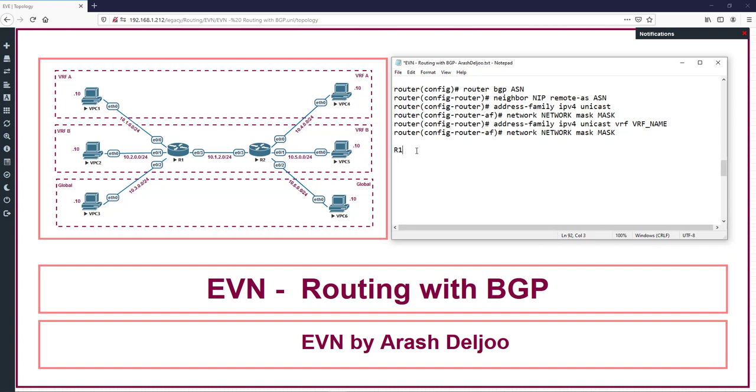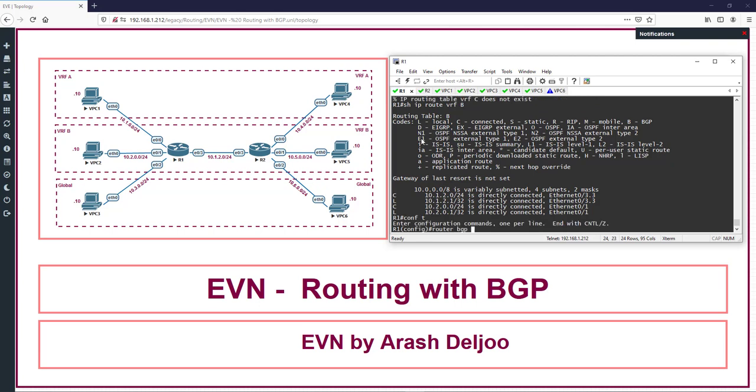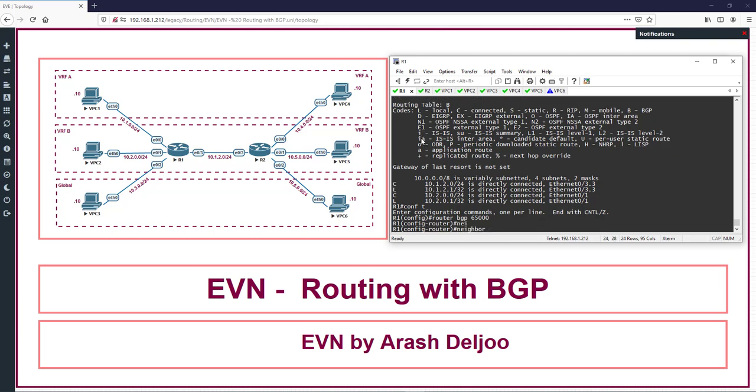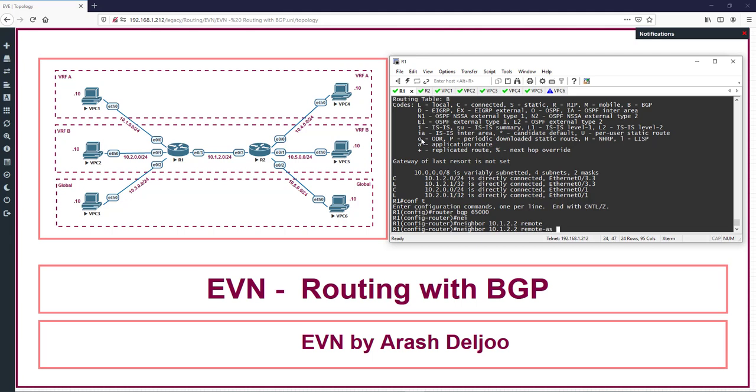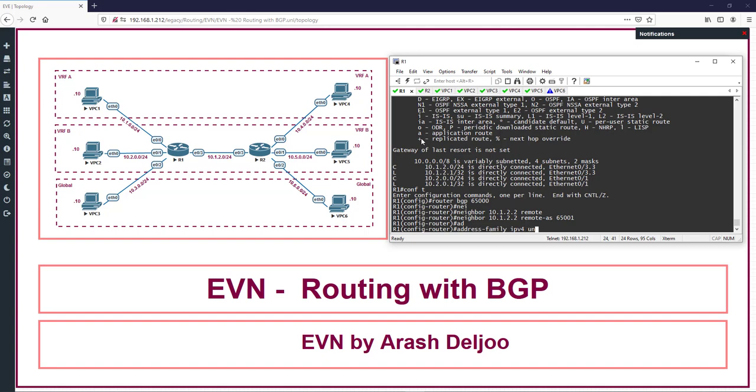Let me configure this scenario. First, we start with the CLI here, R1, conf t, router BGP 65000. So easy. Then the first neighbor command is neighbor 10.1.2.2, remote AS, for example, 65001. After that, address family IPv4 unicast.